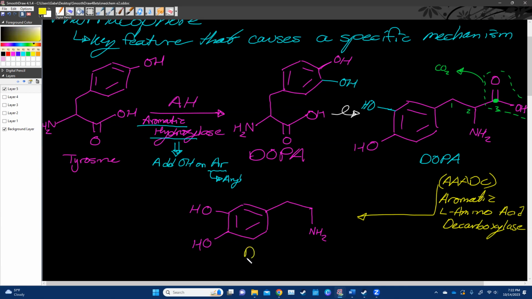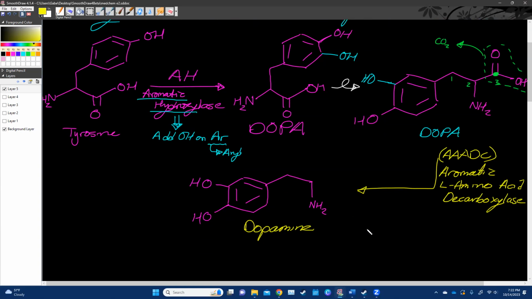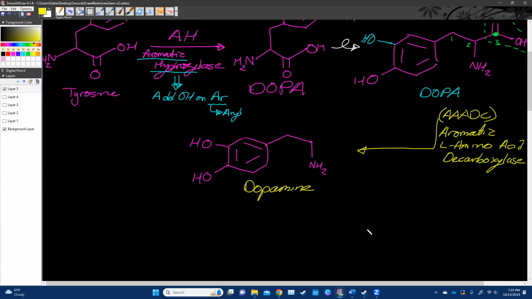At this point, we have created the amino acid dopamine. And the last step for the body is to add an OH group at the beta position. So again, we have another hydroxylase, so we're going to be adding an OH.